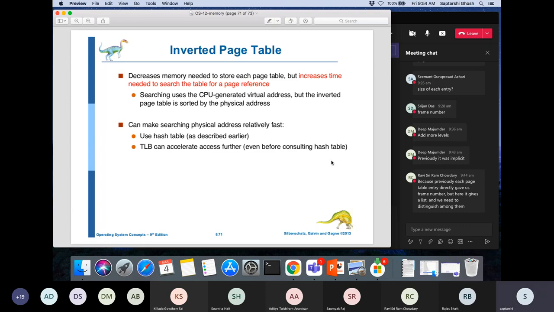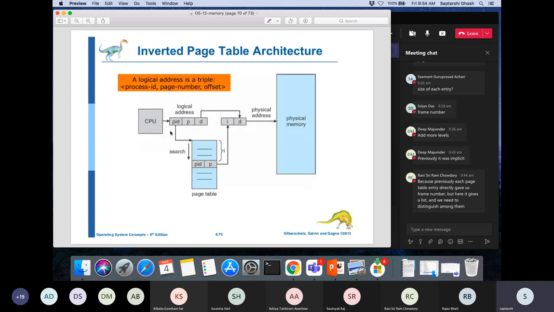table. Huge reduction in the memory. However, the cost is that it increases the time needed to search the table for a page reference. And that is because, see, your search key is the virtual address, like PID and P. But this inverted page table is not sorted according to PID and P. It is sorted according to the physical addresses: the first entry corresponds to the first frame in the physical memory. Second entry corresponds to the second frame of the physical memory, and so on.